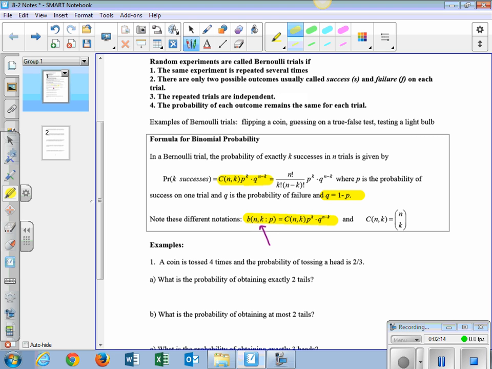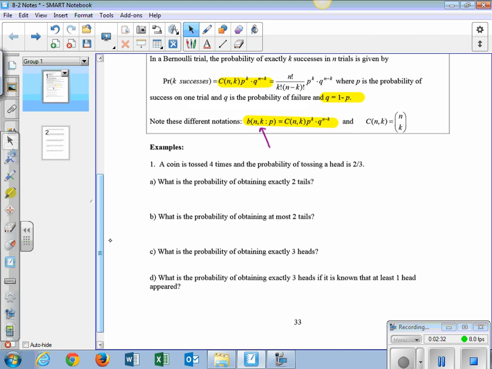1 minus... Whoops. I just lost everything. I don't know what happened. Hopefully it's still going. All right. So that was strange.